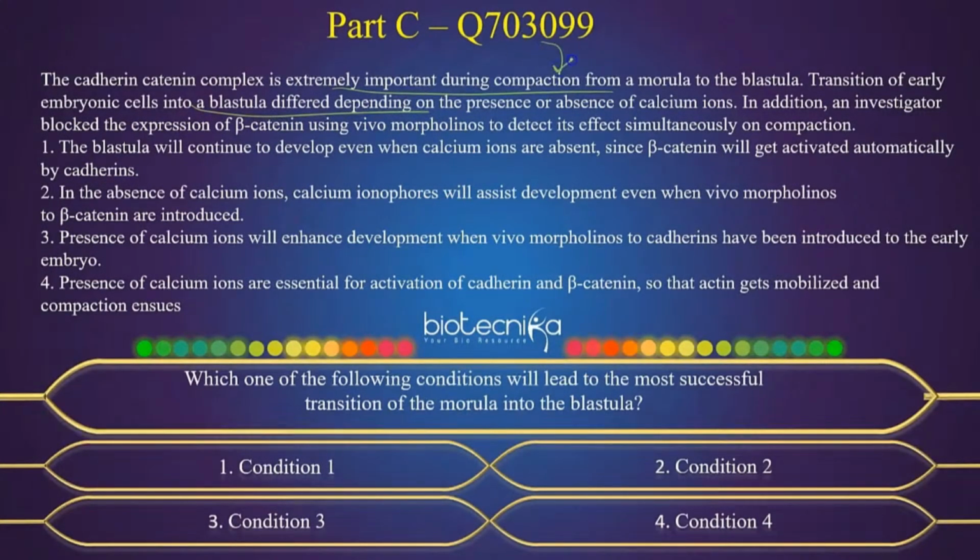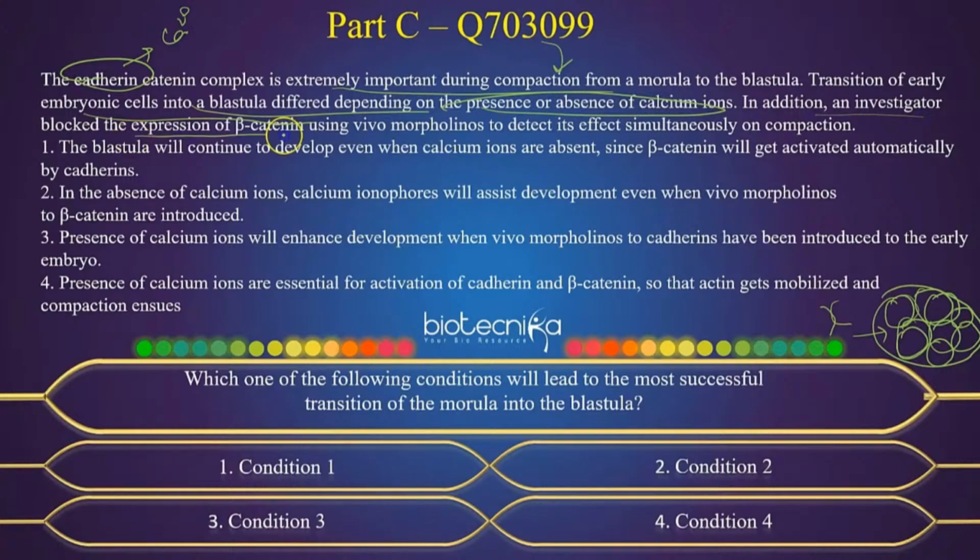It is necessary because compaction means that in the morula, the cells have a little bit loose connection, but in the blastula, the cells get a very close connection. They become compact to each other. So the surface adherence of cells increases, because of which the cells come close to each other. Whether the early embryonic cells are able to transition into a blastula or not will depend on the presence or absence of calcium ion. Cadherin depends on calcium for binding adherence; it has a calcium binding site.